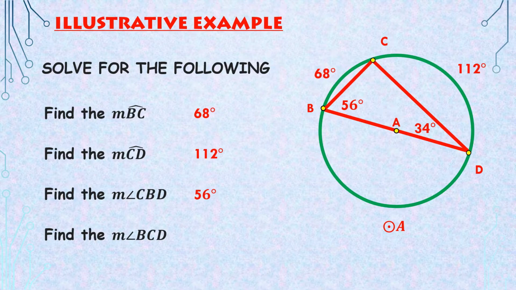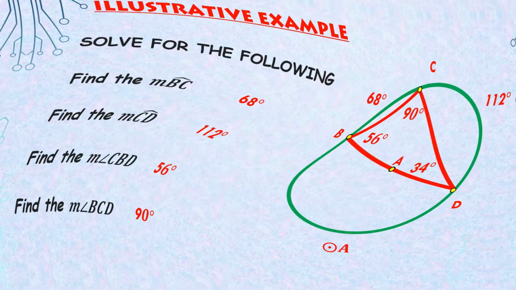Then now let's find the measure of angle BCD. So angle BCD is an inscribed angle with intercepted arc semicircle BD. So since the intercepted arc is a semicircle, the measure of its intercepted arc is equal to 180 degrees, and taking the half will give you the measure of angle BCD. So therefore, angle BCD is 90 degrees.